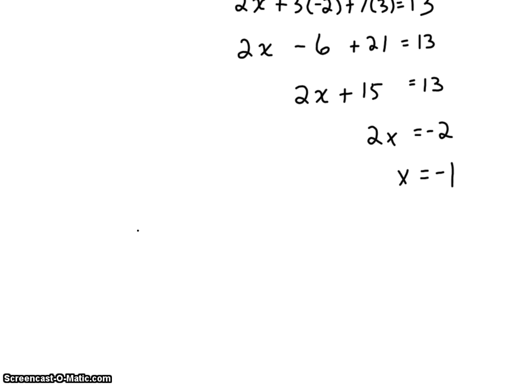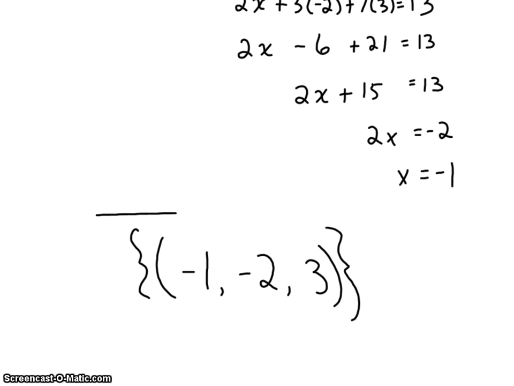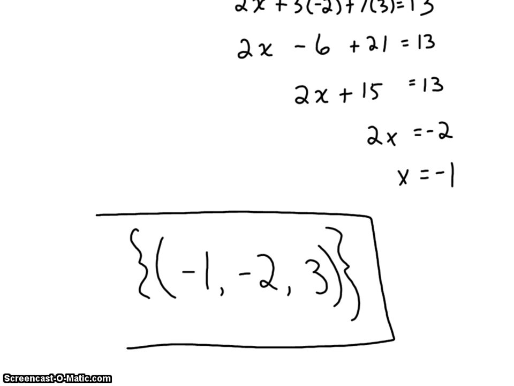Therefore, our solution is the ordered triplet. Now remember, this goes in order x, comma, y, comma, z. Negative 1, comma, negative 2, comma, 3. You can check this by substituting each x, y, and z into each of those three equations and make sure or verify that it's true for each of the three original equations, which it would check.